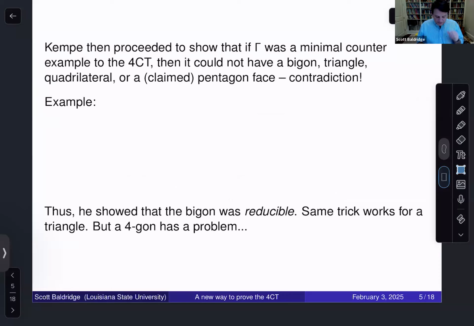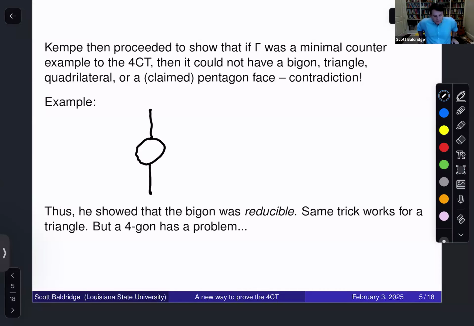And then Kemp proceeded to show that if gamma was a minimal counterexample to the 4-color theorem, then it could not have a bigon, trigon, quadrilateral, or pentagon face. And that's a contradiction, because it's supposed to have one, but it can't have one. So that says that no minimal counterexample exists, therefore the 4-color theorem is true. So just as a simple example, let's take the bigon.